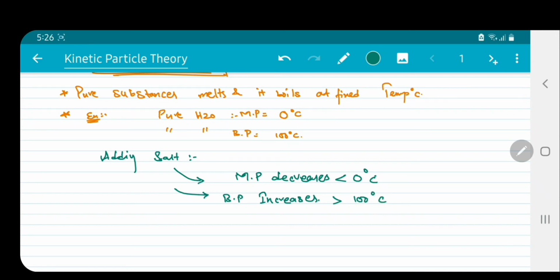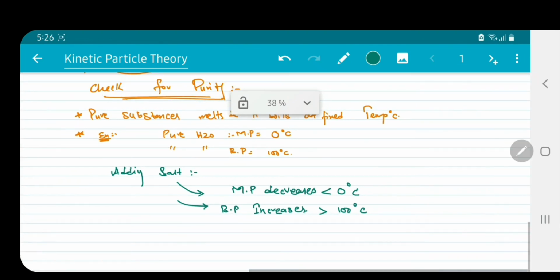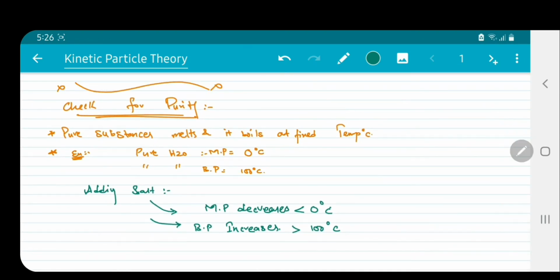So it's typical for all the substances in chemistry that whenever we are adding any impurity to the pure substances, ultimately the addition of that impurity would have an effect. And what would be that effect? The effect would be that the melting point of the substance would decrease and the boiling point would increase.